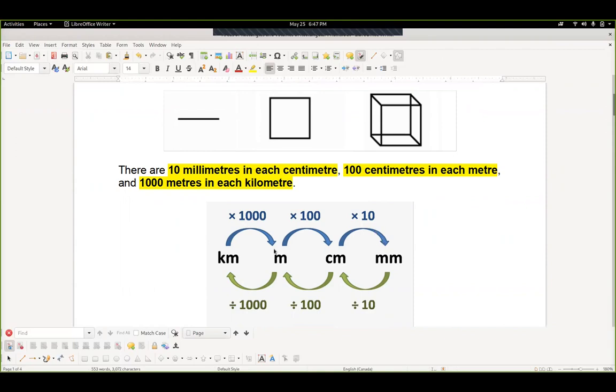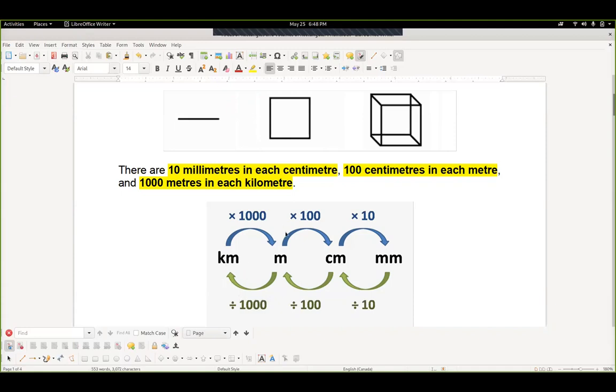So as you go to a larger unit, you will have less of them because the units are larger. If you go to a smaller unit, you will have more of them because the units are smaller. To go from millimeters to centimeters, one would divide by 10. To go from centimeters to meters, you divide by 100. To go from meters to kilometers, you divide by 1,000.